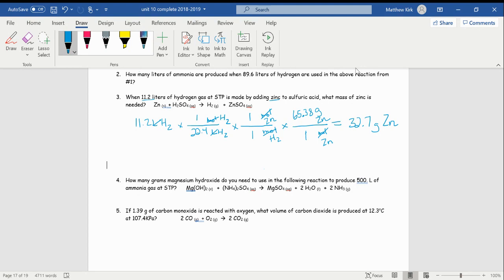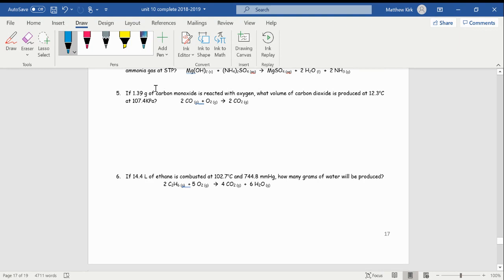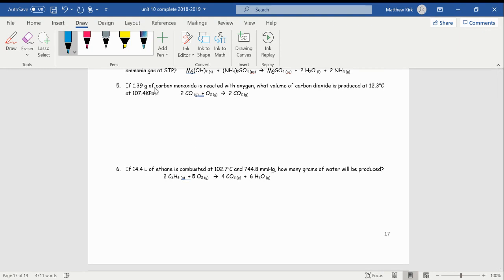So again, with this first type of gas stoichiometry problem, when we are at STP, we can use that conversion of 22.4 liters equal to 1 mole to convert between moles and liters. But let's take a look at number 5, and let's look at our second type of problem here.